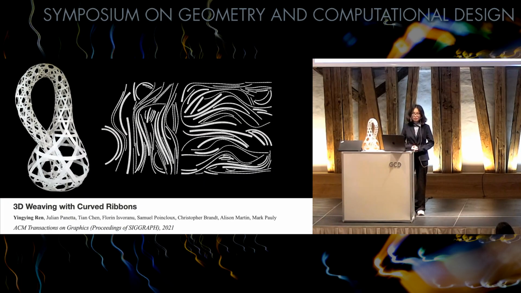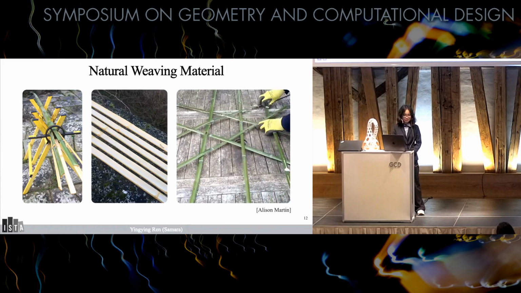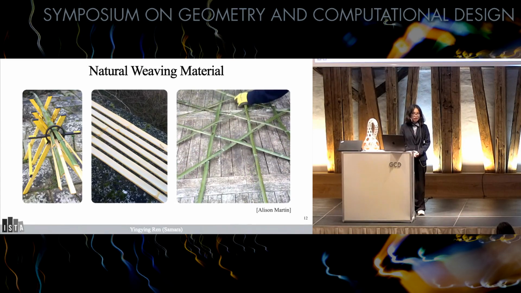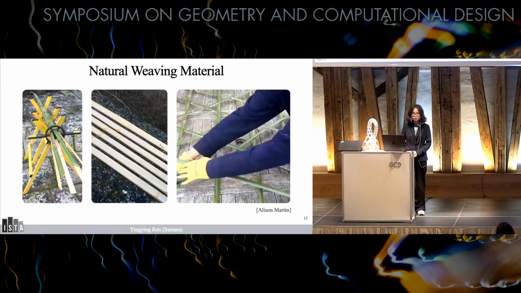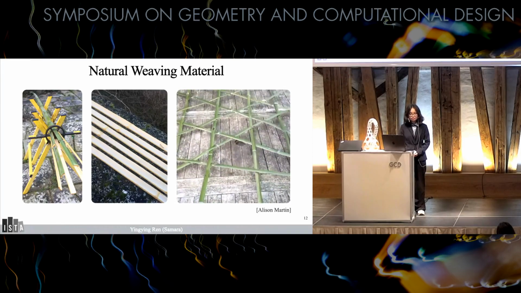So I'll begin with the project on 3D weaving with curved ribbons. This work is inspired by the art of basket weaving, and I want to demonstrate how computation can be used to enhance this ancient art. The history of weaving goes back thousands of years. Traditionally, people use natural materials such as bamboo. After harvesting the bamboo pole, we can use a simple tool to split the bamboo into straight ribbons and then interleave them to build a woven patch.